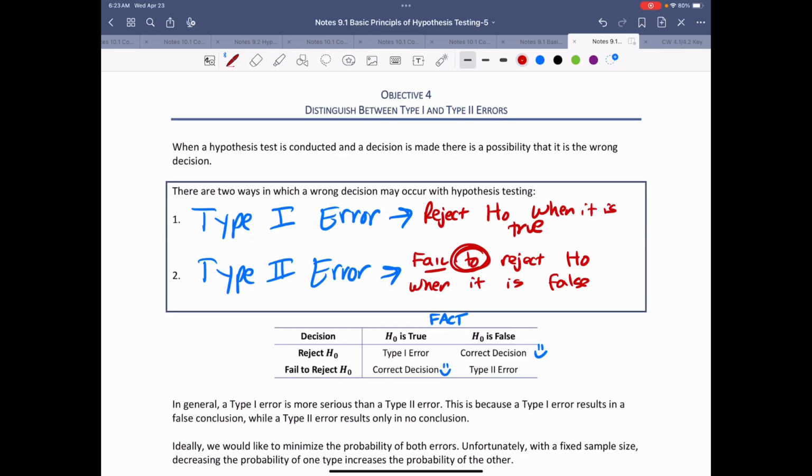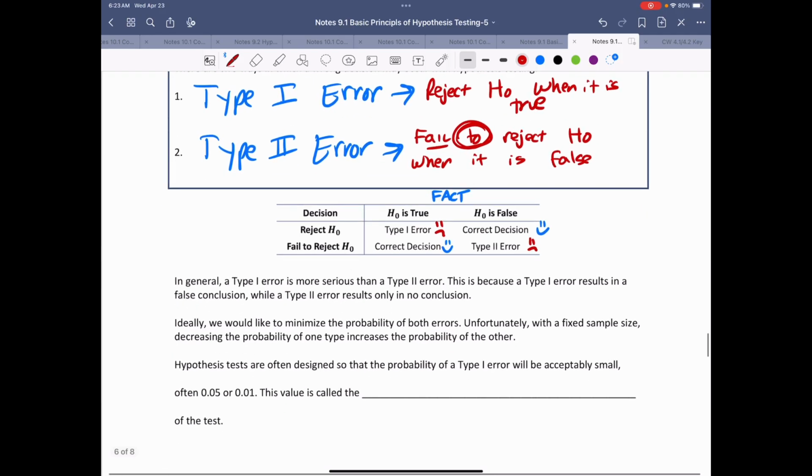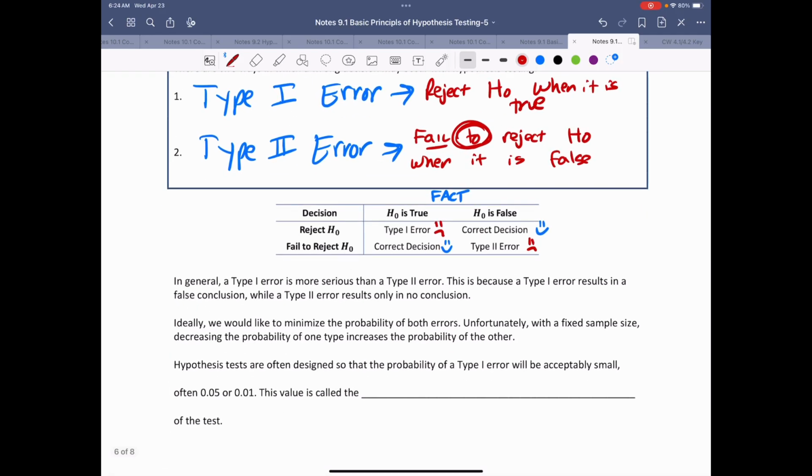Okay, so let's look at the fact. H0 is true. I reject it. Type 1 error. Don't want that. H0 is false. I fail to reject it. Type 2 error. Don't want that. All right, in general, a type 1 error is generally more serious than type 2. A type 1 results in a false conclusion, while type 2 results in no conclusion. Ideally, we want to minimize the possibility of both errors.